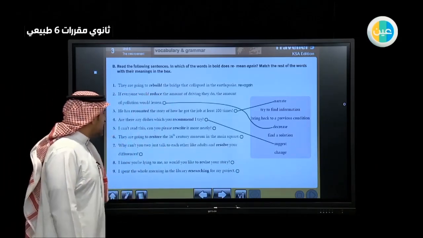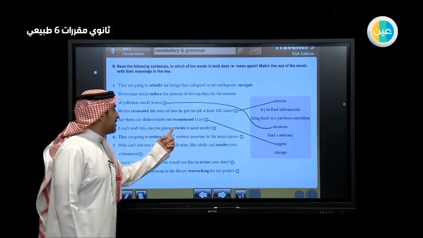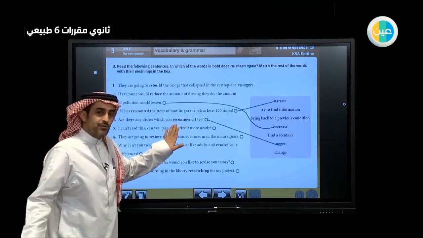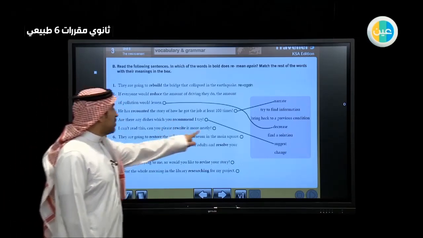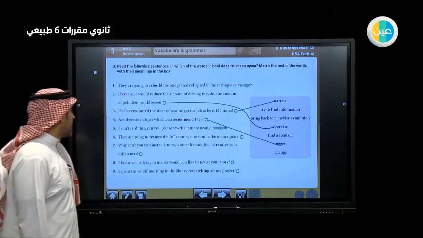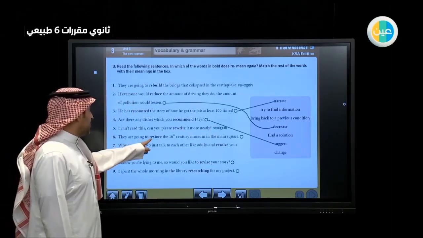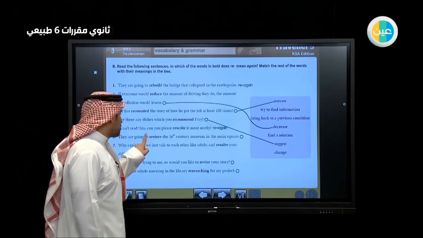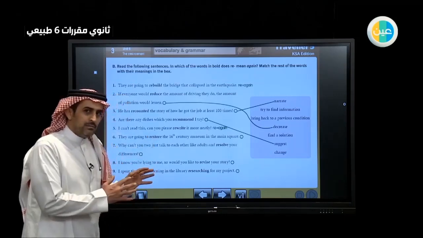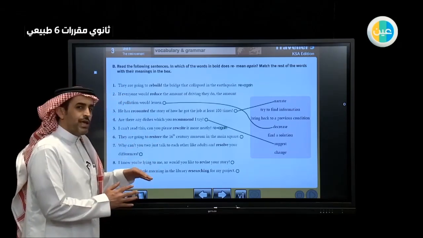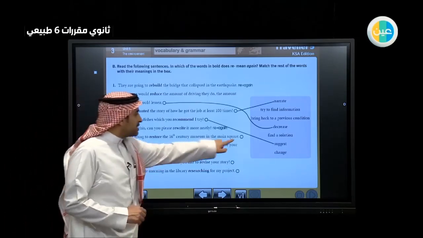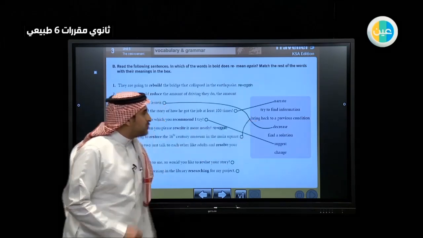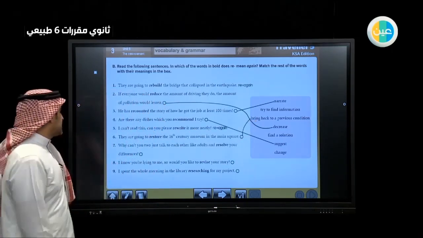I can't read this. Can you please rewrite? Is this a prefix or not? Can we use the verb without re? Yes, of course. So this is a prefix. It's write again. They are going to restore the 16th century museum in the main square. Restore: will they store it again? No, definitely restore is a word that means bring back to previous condition.